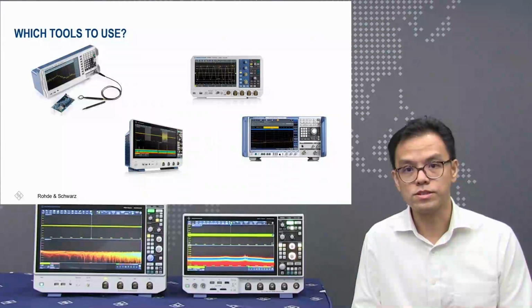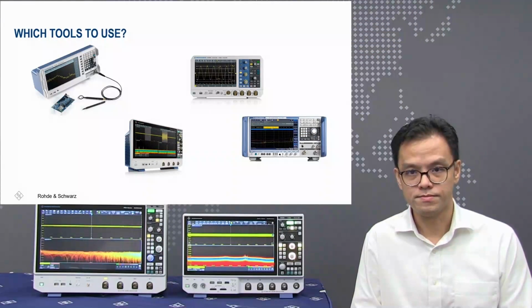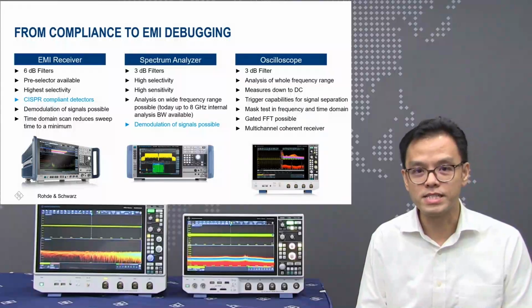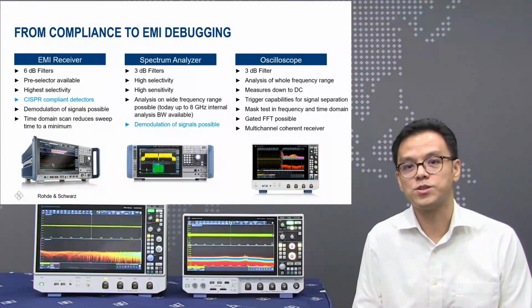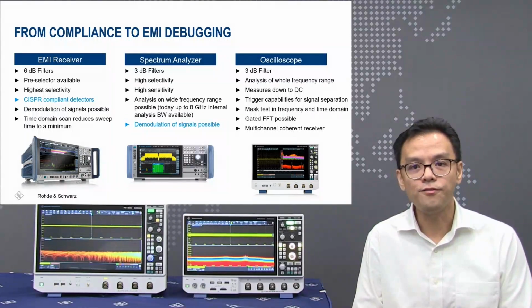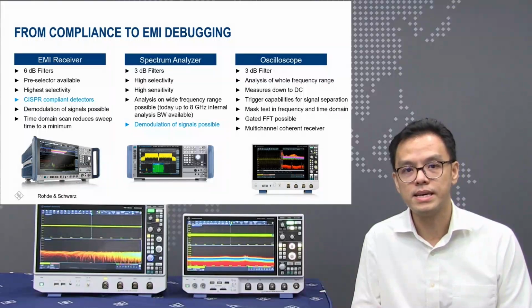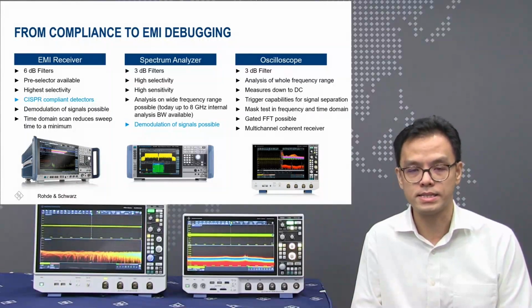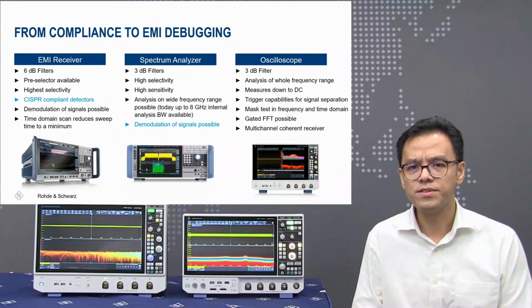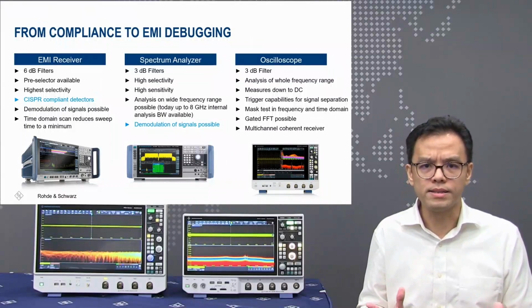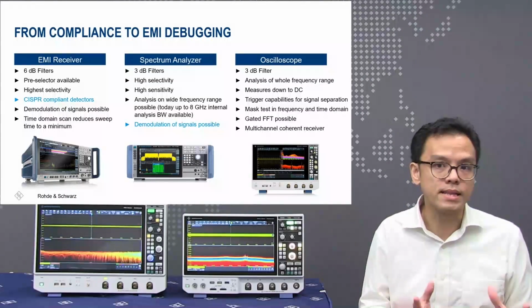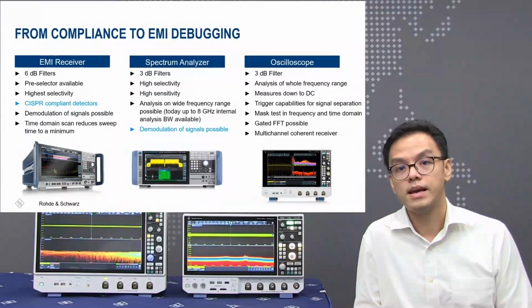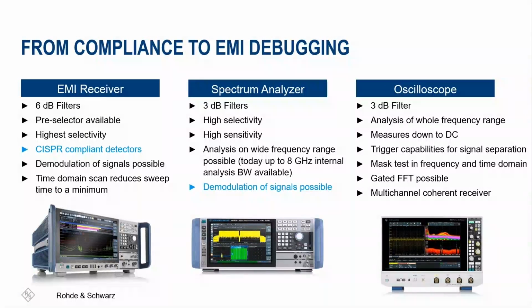In terms of tools, various options are available. A compliant EMI receiver designed to adhere to industry standards offers the best sensitivity and is the preferred choice for testing. However, if the lab setups are not compliant or not ideal, a spectrum analyzer can be considered, as it offers high sensitivity and frequency selection.